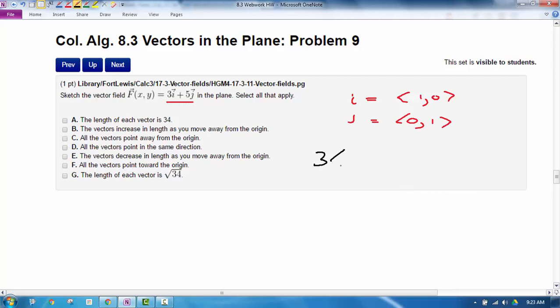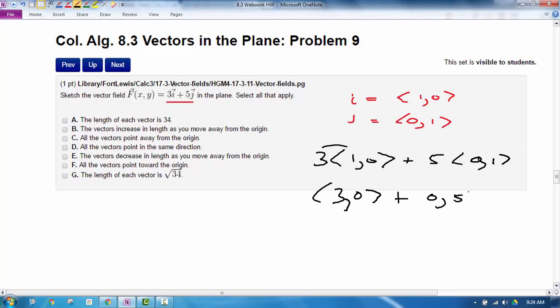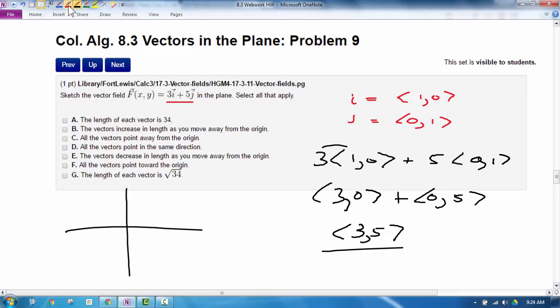So 3 times vector i is the vector 1, 0, plus 5 times vector j is the vector 0, 1. So if you distribute the 3, you get 3, 0, plus 0, 5. And if you add these together, you get the vector 3, 5. So it's actually really simple. This vector here just means you go over 3 to the right and up 5. So if we're going to graph that vector, which we should do now, we go over 1, 2, 3, up 1, 2, 3, 4, 5. So that vector goes over 3 and up 5.